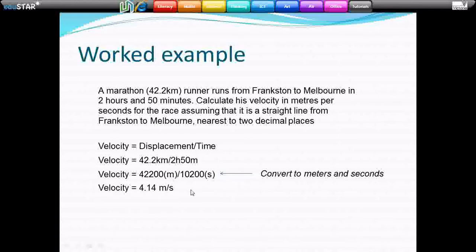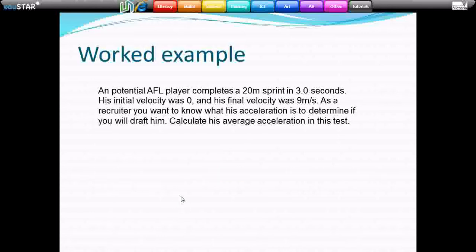So then again we get the calculator out and we can calculate that this runner has run 4.14 meters per second for the duration of that marathon. So for every second that occurred, that runner was running 4.14 meters on average.